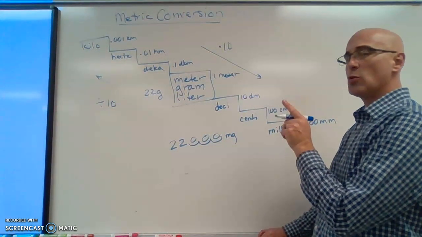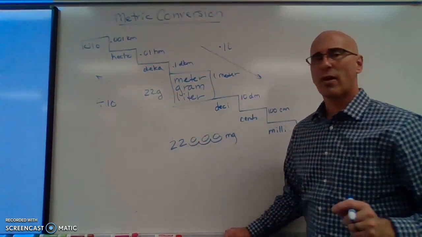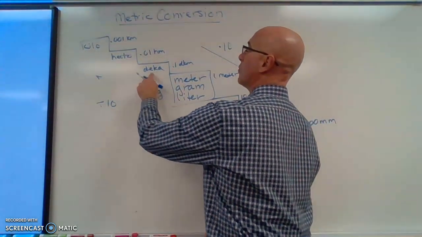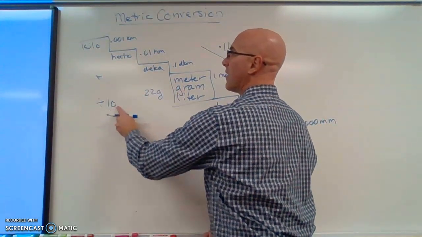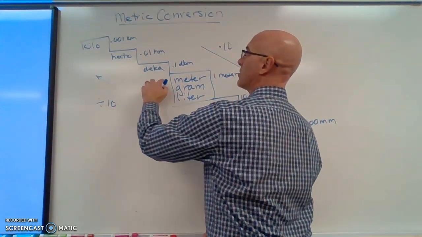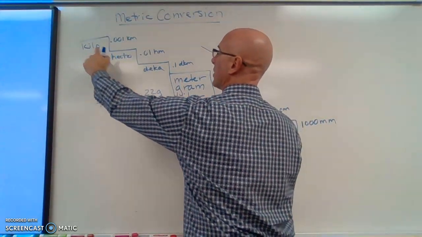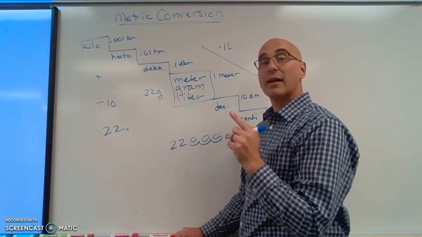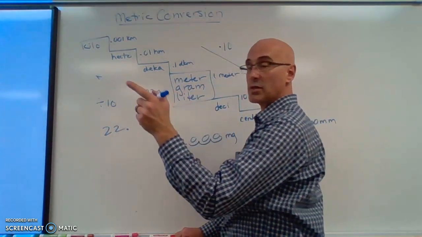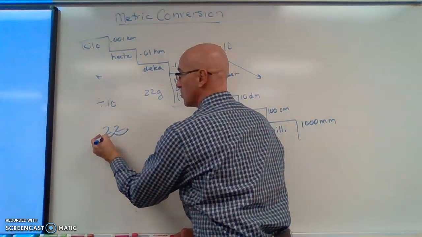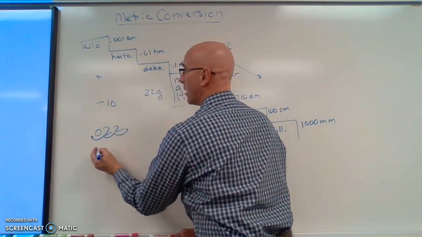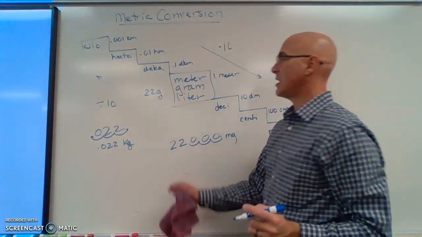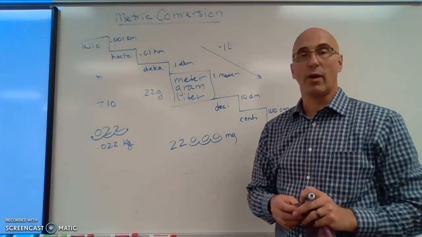What if I wanted to find out with the same 22 grams, how many kilograms is that equivalent to? So when I move up the ladder, I'm going to divide by 10 each time. So I'm going to divide by 10, 100, 1,000. I'm starting with 22. Here's my decimal point. That's the same as just moving the decimal place 3 spaces over: 1, 2, 3. Now I have to put a 0 in there. So 0.022 kilograms is equal to 22 grams.